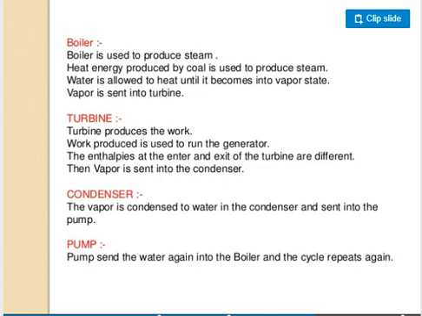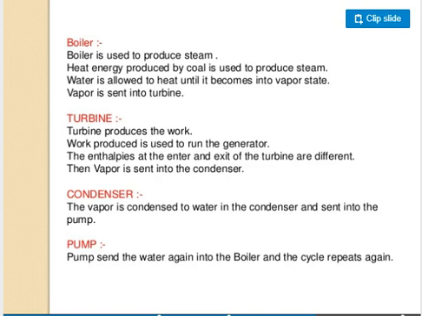Then we discuss the turbine section. The turbine produces the work. That means the work output is done in the turbine section. The work produced is used to run the generator. And the enthalpy at the inlet and the exit of the turbine are different. That means enthalpy H1 and H2 are different. Then vapor is sent into the condenser.